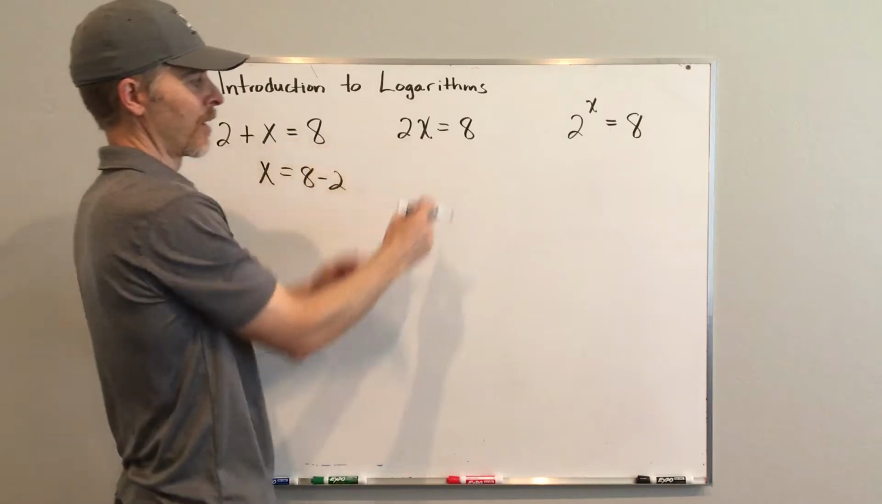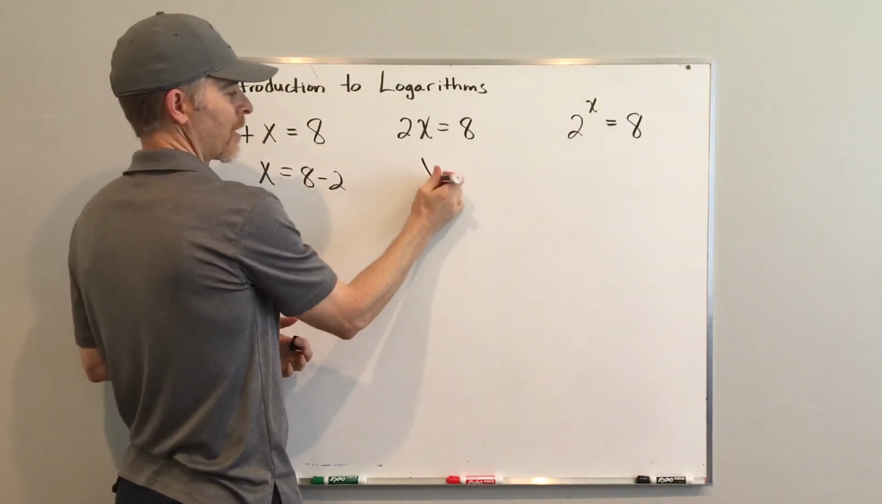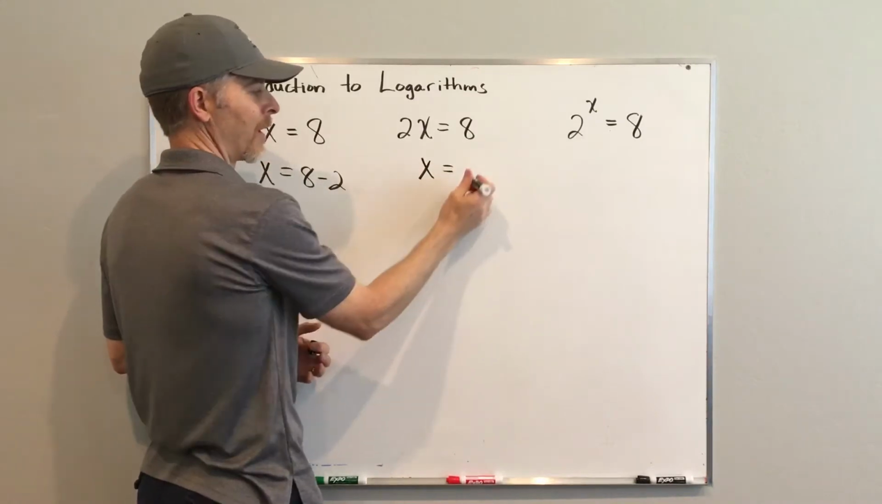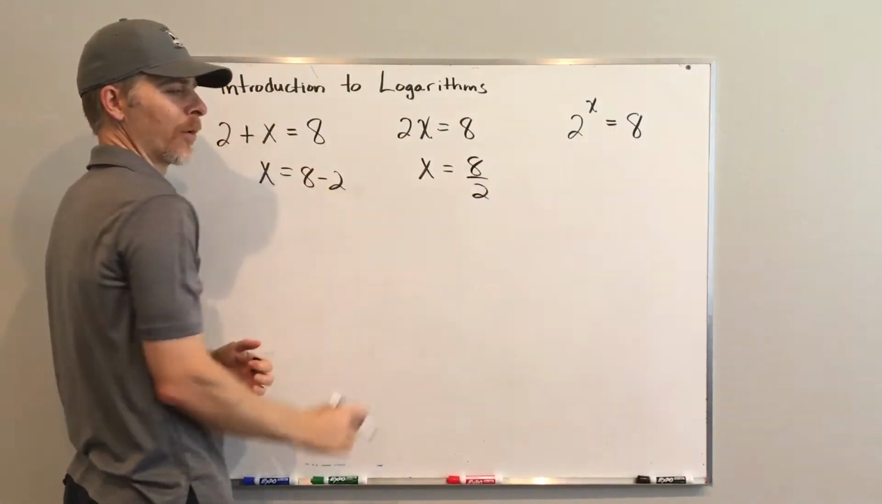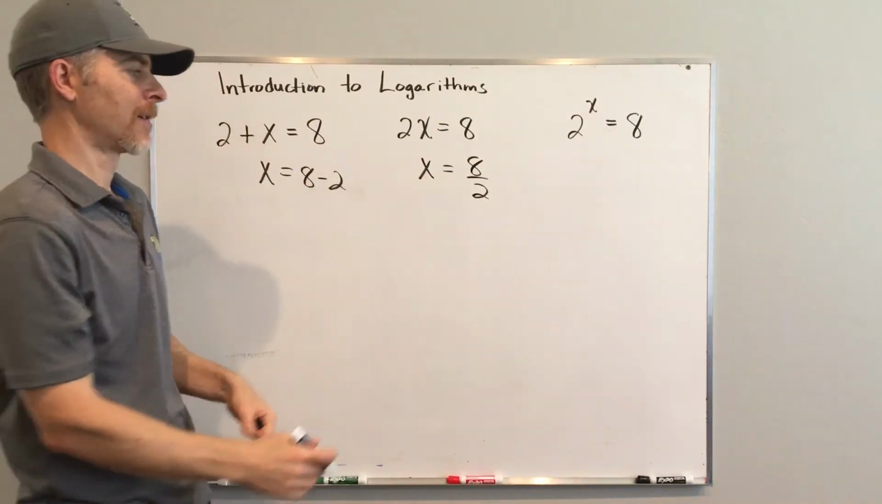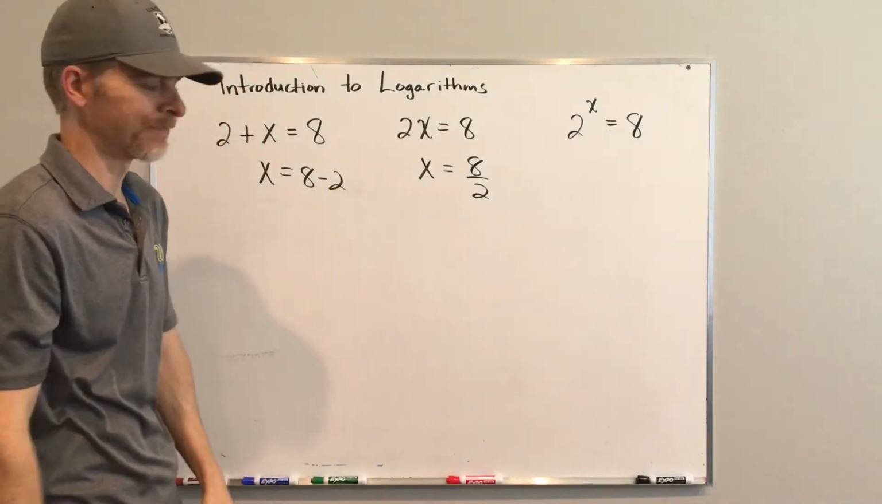Let's move to this equation. 2 times x equals 8. If I want to solve for x, I would divide both sides by 2. So now I have an equation that is solved for x. Division is the inverse operation of multiplication.